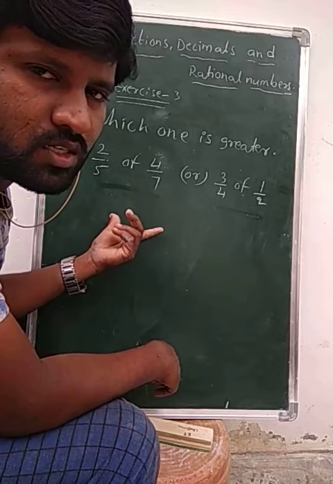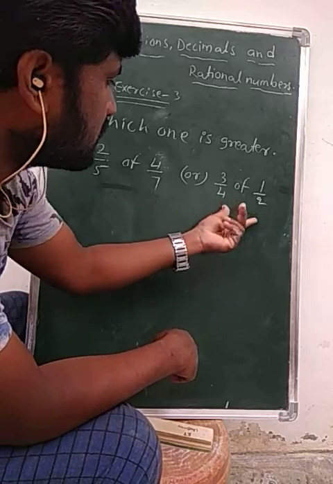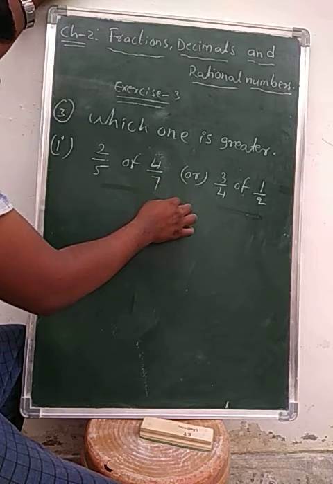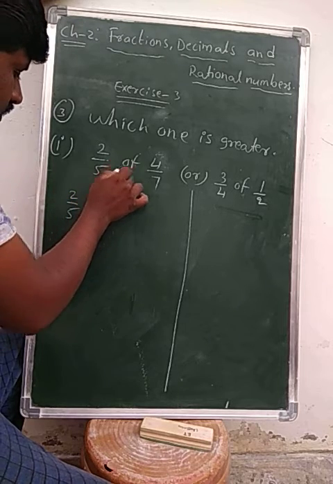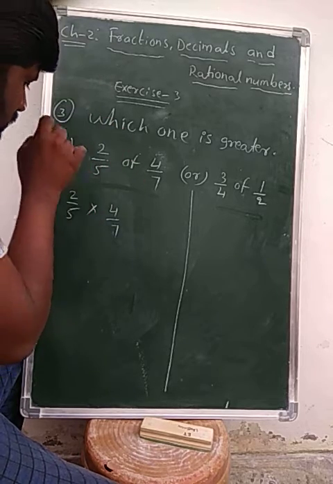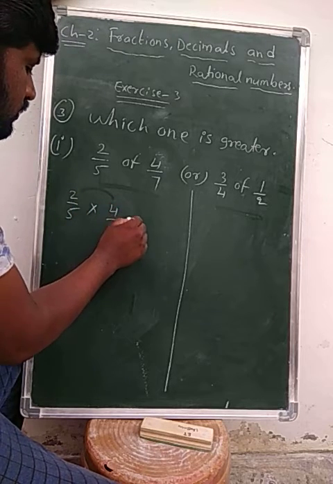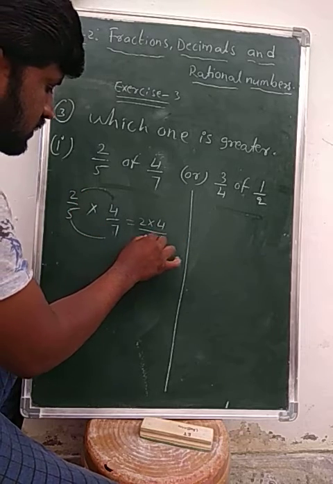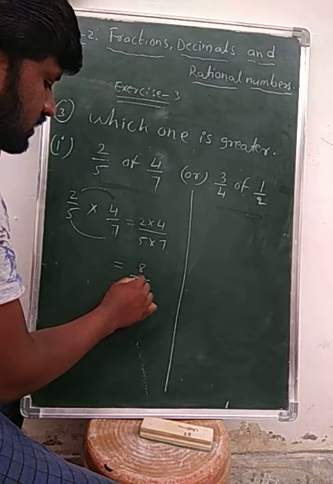By seeing we cannot say, because clearly on this side the denominators are different and on this side also the denominators are different. We need to first multiply. Now see part 1: 2 by 5 of 4 by 7. The product of their numerators is 2 into 4, and the product of their denominators is 5 into 7. So we get 2 4s are 8 by 5 7s are 35.